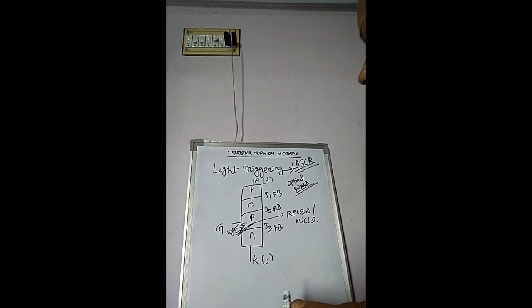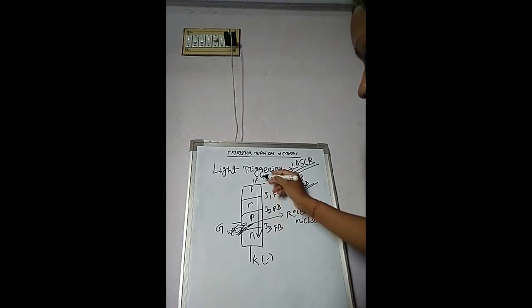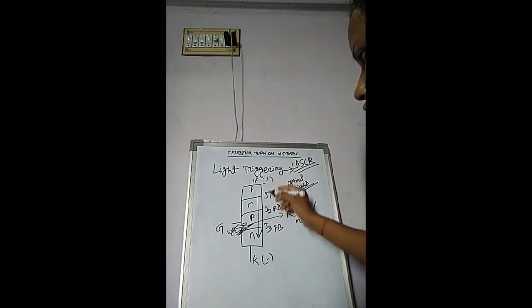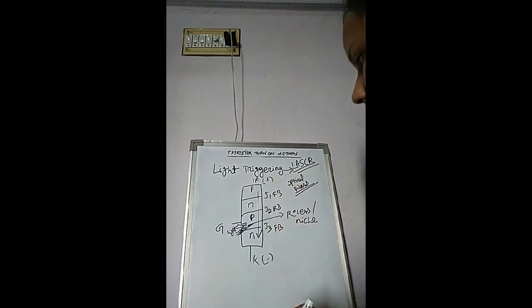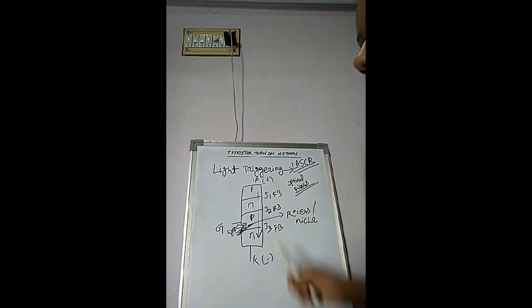So then current can flow through this path from anode to cathode through junctions J1, J2, J3. Current can flow, charge carriers can flow, and then the thyristor may turn on. This type of thyristor is known as light activated SCR. So LA-SCR may be triggered with a light source or with a gate signal.